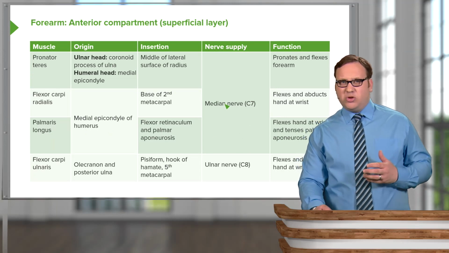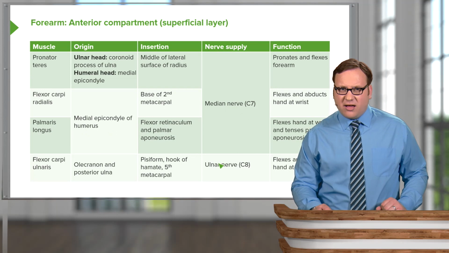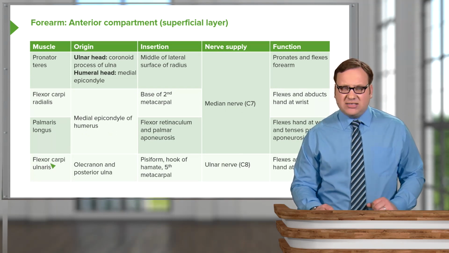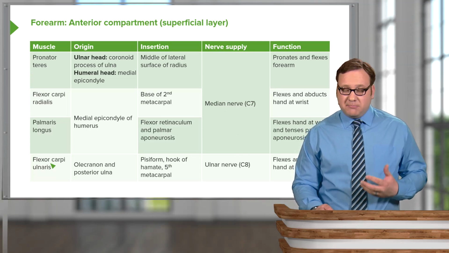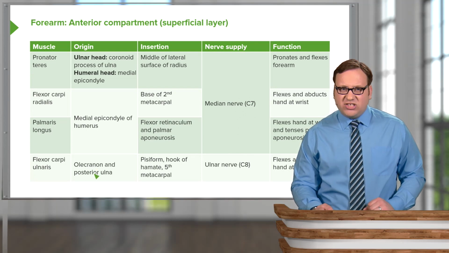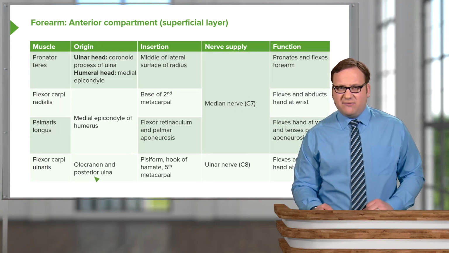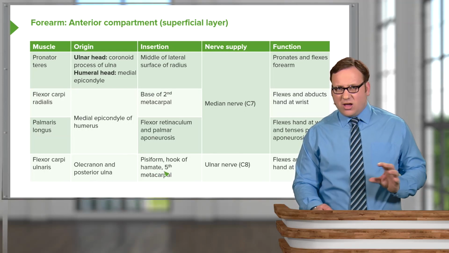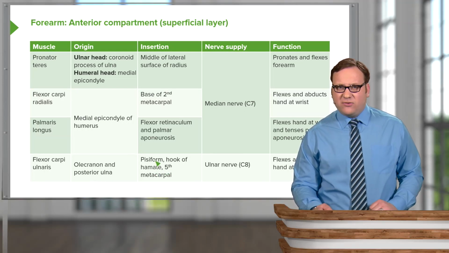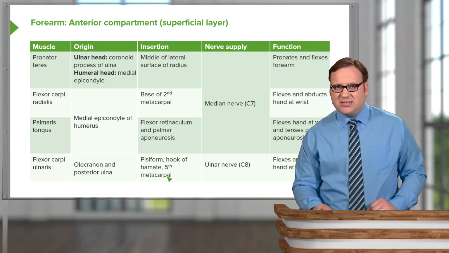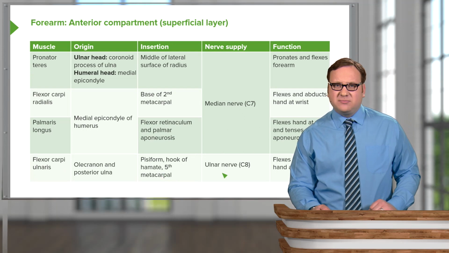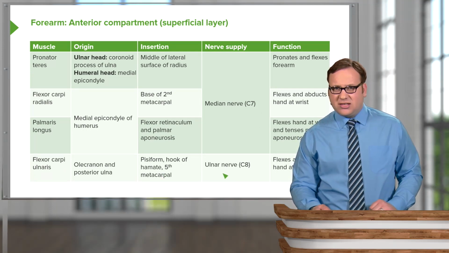The one muscle in the superficial layer that is supplied by the ulnar nerve is flexor carpi ulnaris. This lay most medially within the forearm. It originates from the olecranon and the posterior surface of the ulna, and it passes to a range of bony landmarks: the pisiform, the hook of the hamate, and also the fifth metacarpal. So flexor carpi ulnaris is inserting to these bony landmarks. It's different from the other superficial muscles in this compartment in that it's innervated via the ulnar nerve.